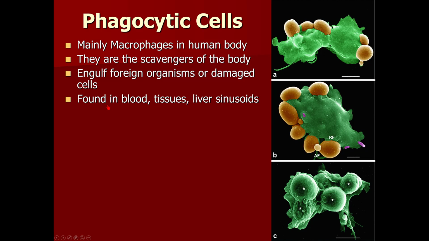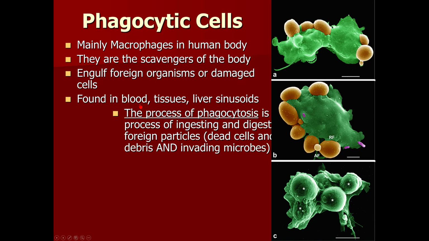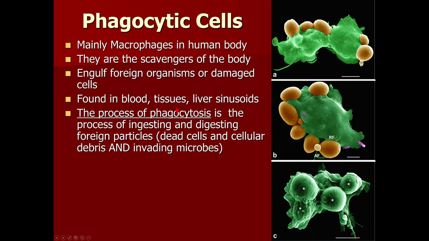These phagocytic cells are found in blood, in tissues, in your liver. And generally the process of phagocytosis is the process of ingesting and digesting foreign particles. And this could be dead cells, cellular debris from them being killed by something else, or from a virus destroying them, and also by directly ingesting invading microbes. And you can see this is not a human cell, but it is ingesting yeast. It's phagocytizing the yeast, binds to the yeast, and brings the yeast inside of it, and then it will digest those yeast cells.